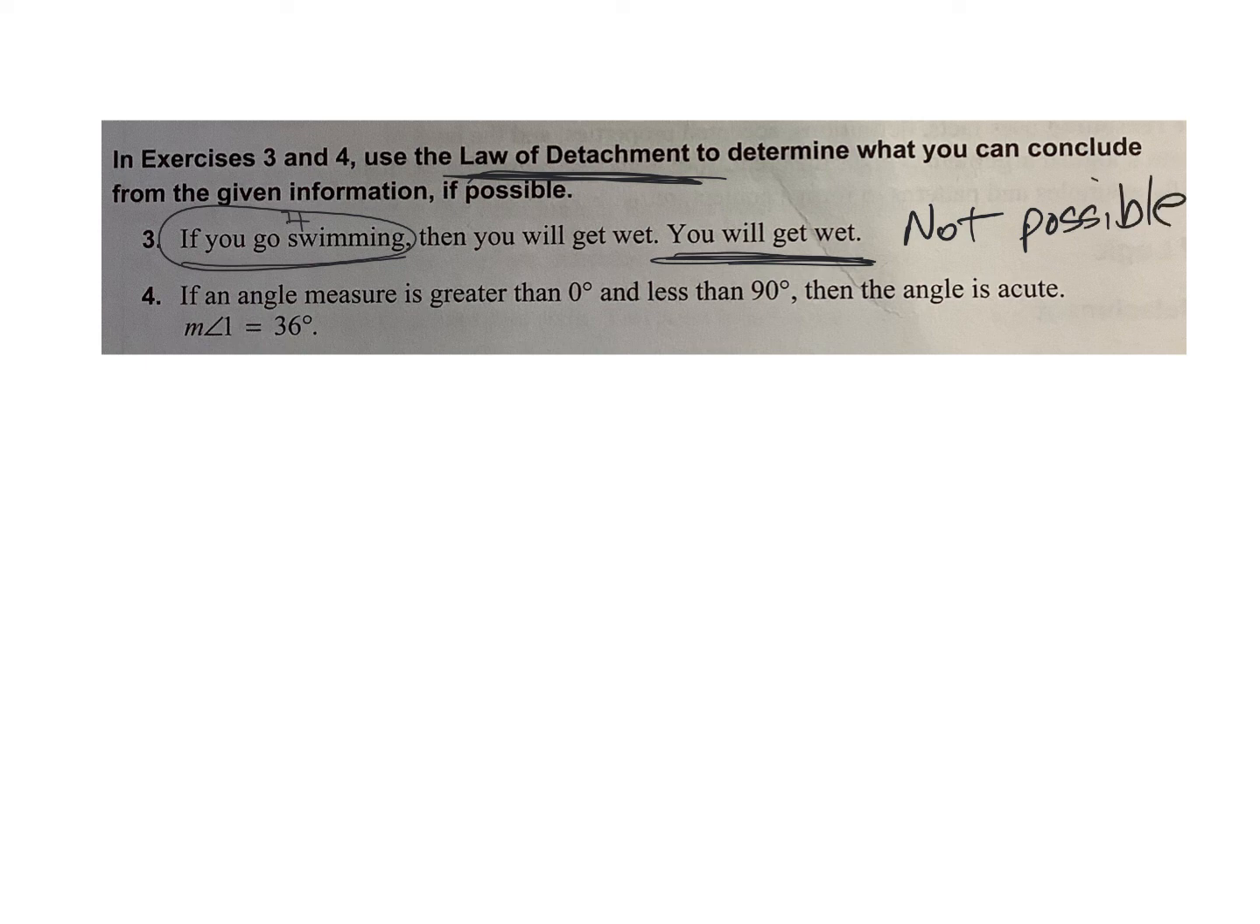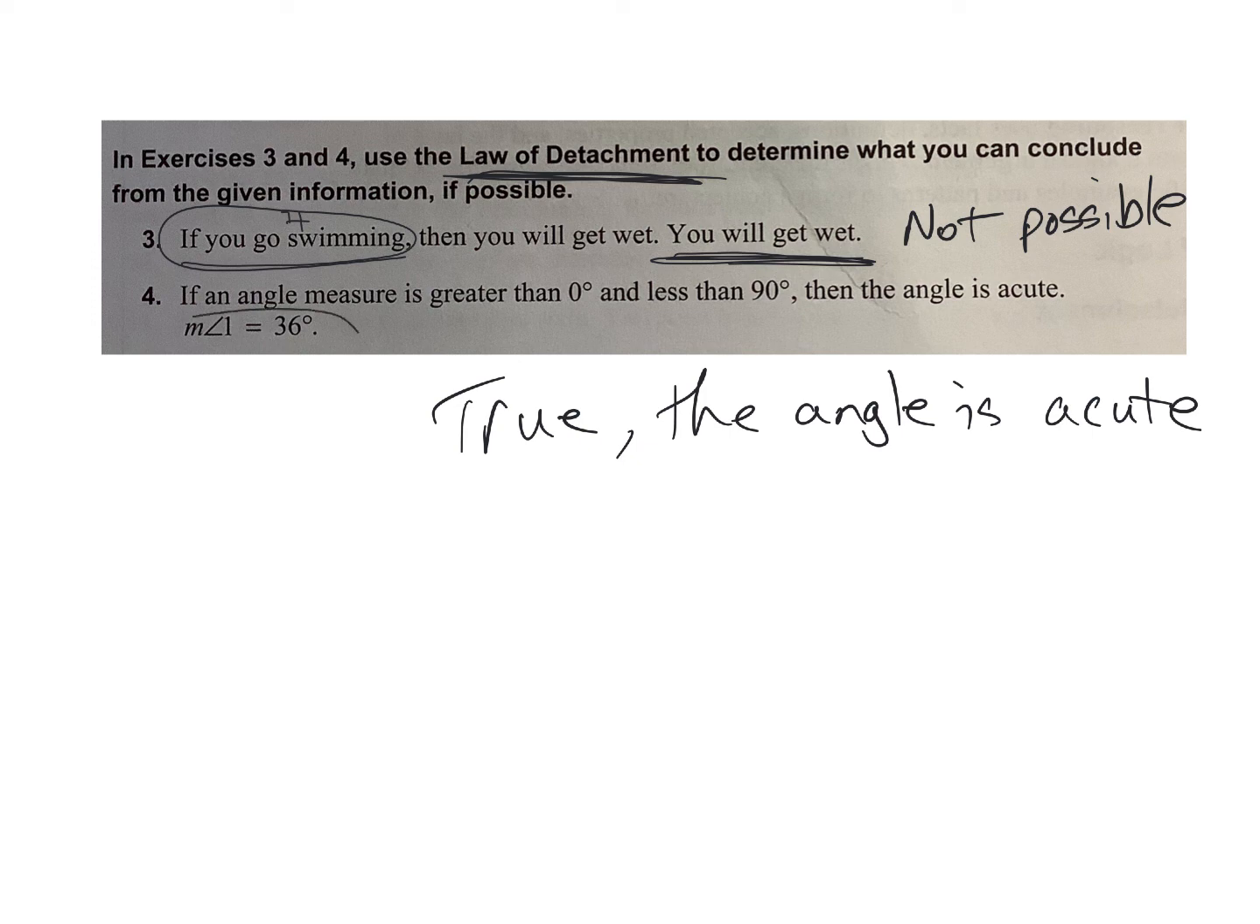Now everybody do number 4. Right, true, the angle is acute, and here's why. Here's the statement, and then there's your hypothesis. It doesn't matter what the conclusion is until you're ready to say something. So if the statement matches the hypothesis, then you just restate what the conclusion says, but say that it's true. So yes, the angle measure is greater than 0 if an angle measures between 0 and 90. And then they tell you the angle is 36. Well, that's between 0 and 90. So that matches your hypothesis.